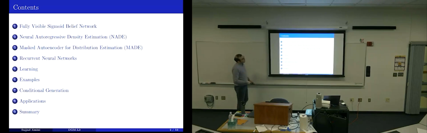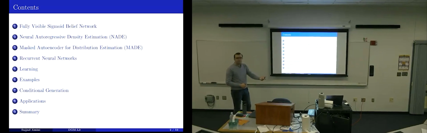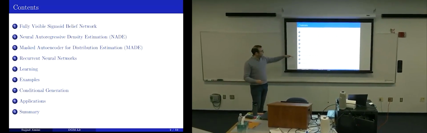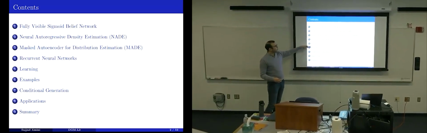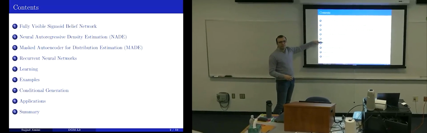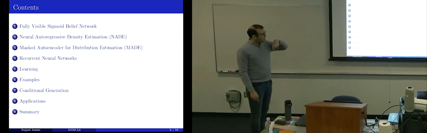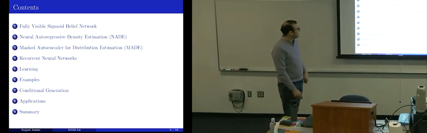The first four topics are related to how to select this family. Then we talk about how to learn. In the learning part, we both introduce the distance and also the optimization. So at the end of this part, you will be able to train a generative model using autoregressive model. And then the example and conditional and the applications and summary.